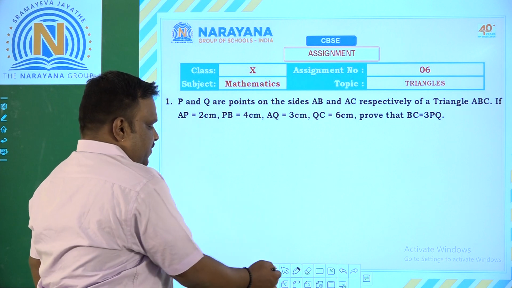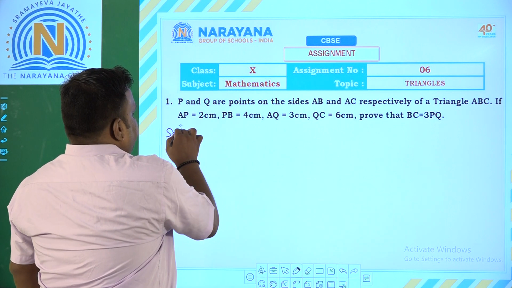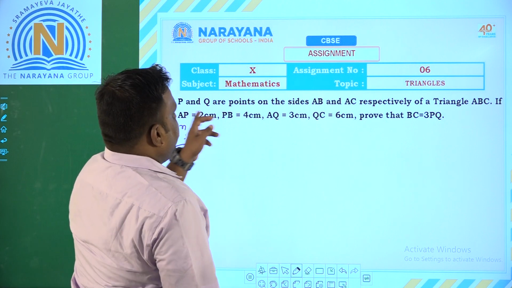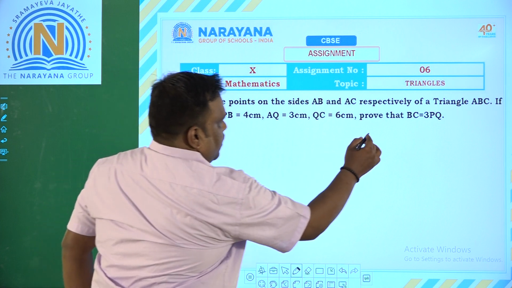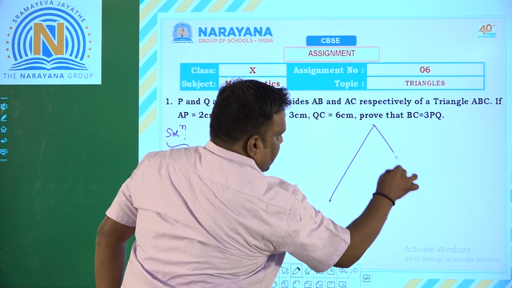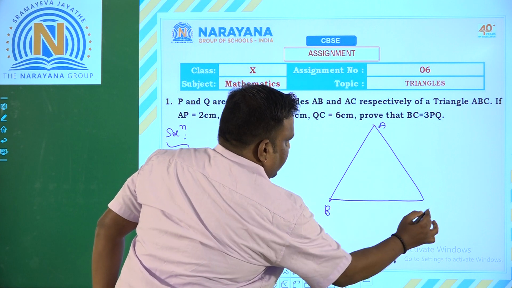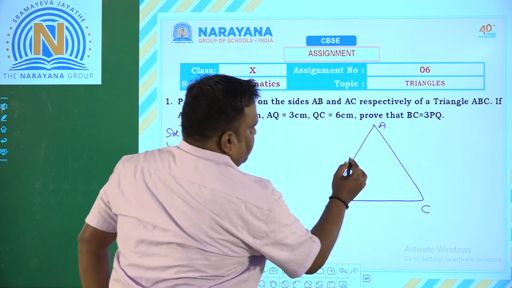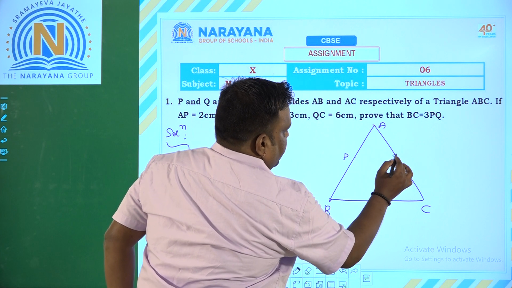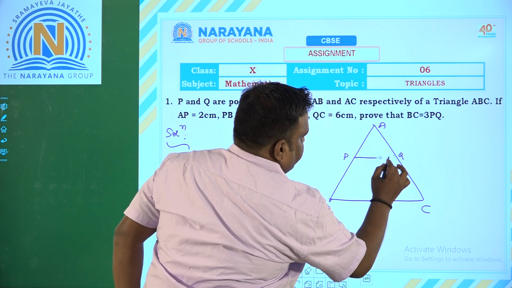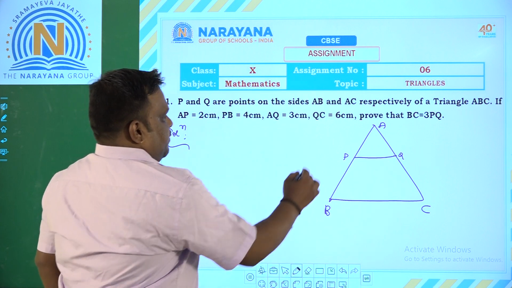So let us draw the figure for this first question. If you concentrate properly on this, P and Q are the points on the sides AB and AC respectively of a triangle ABC. So first let us have one triangle ABC. ABC is a triangle here. P and Q are the points on the sides AB and AC. P is a point here and Q is a point here.